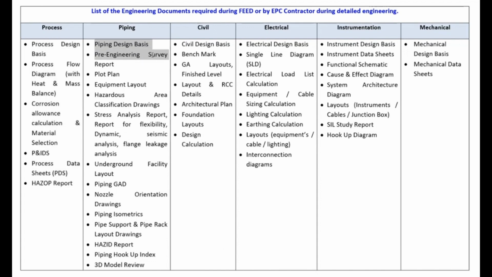Okay, already these two documents, piping design basis and pre-engineering survey, we have discussed. Now coming back to the plot plan. The very first thing which will be developed after the survey, and the basic equipment list, when we know what should be there in the plant, is the plot plan.